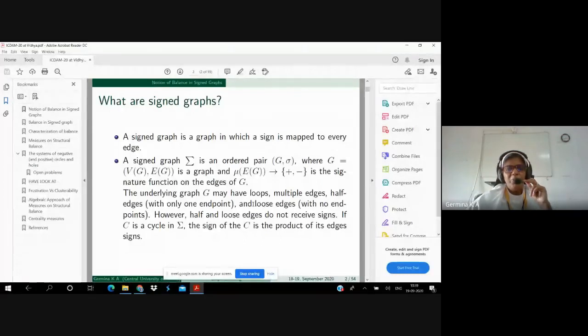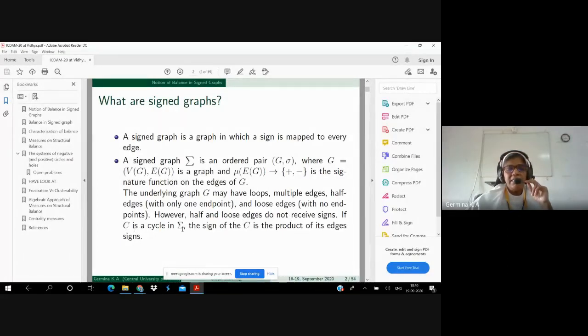So as you know, for gossiping, there is no origin and there is no end. If you ask some gossipers, who told you? Somebody told, because there is no origin. So such edges, in sociology, we usually denote by loose edges. But in signed graph theory, we don't give any sign to these half and loose edges. Or in other words, they do not receive any signs, or they are not worthy to have any signs in network theory.